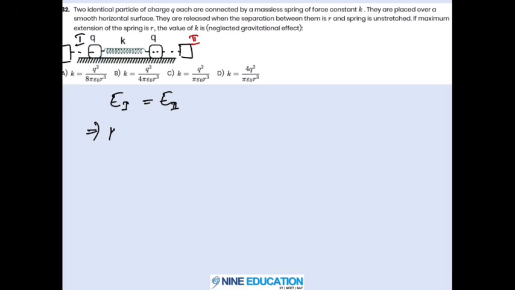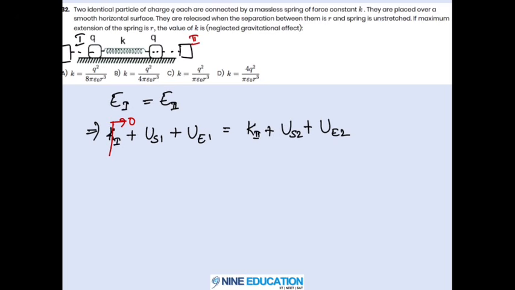So this is kinetic energy at position 1 plus potential energy. Now potential energy is in two forms: spring potential energy and electrostatic potential energy. So spring potential energy, I will call it US1, and electrostatic potential energy, I'll call it UE1. That is equal to K2 plus US2 plus UE2. Now initially they are released. In other words, the masses are at rest initially, so kinetic energy is 0.